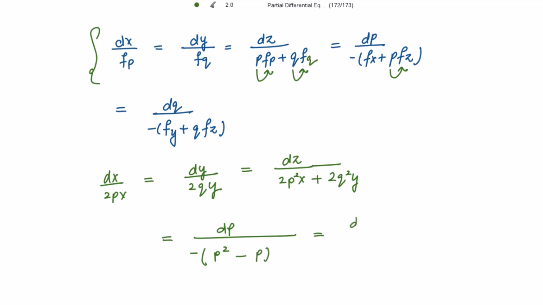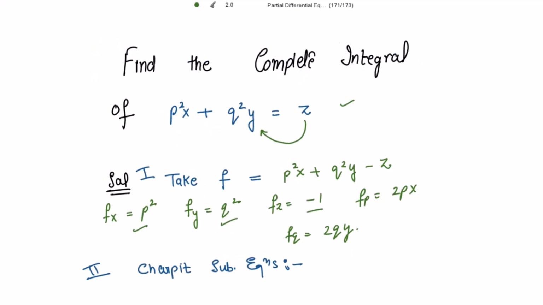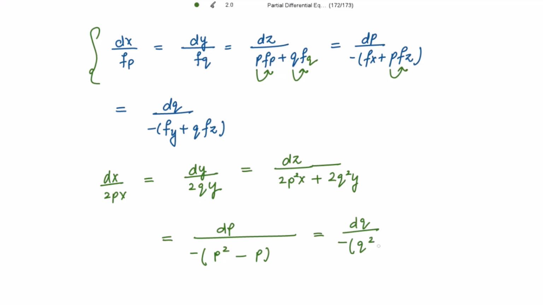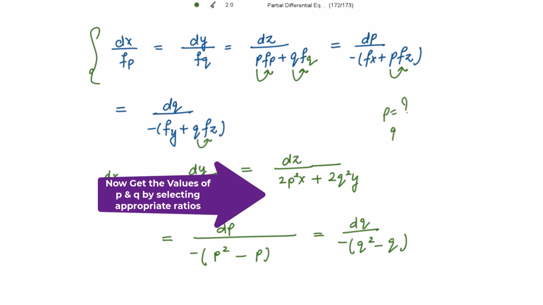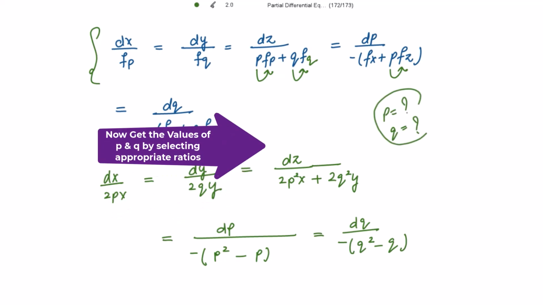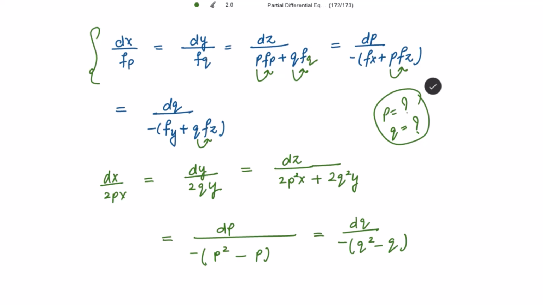right? And dq is equal to negative of fy. It is minus q square plus q multiplied with fz, which is negative 1, so this is minus q. Now we need to choose the ratio so that we can get the value of p or q or the relation between these two. What ratios are easier to choose? Let's write the denominator, when multiplying with negative sign, it is p minus p square, and this is q minus q square.